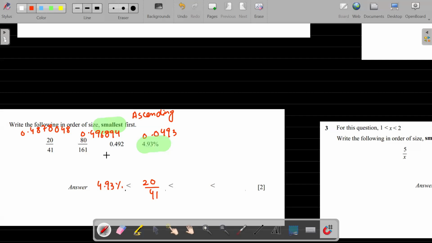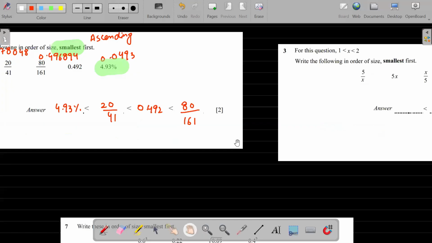All right. Okay, now let's compare these two terms. You can see that the second decimal place is the same as well. Now let's focus on the third decimal place. Third decimal place is 6, and over here it's 2. It means that 0.492 is the third number, which is greater than 20/41 but smaller than 80/160. So this is the way we have solved our question.